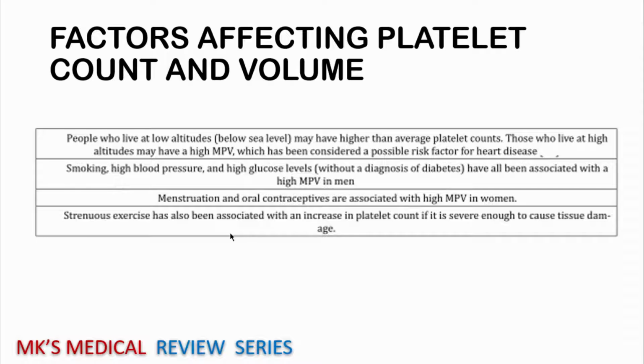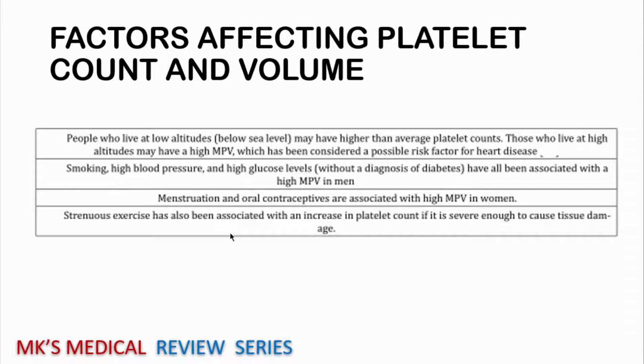Those that live at high altitudes may have a high mean platelet volume, which should actually be considered as a risk factor for heart disease and even cerebrovascular disease. Then smoking, high blood pressure, high glucose levels without a diagnosis of diabetes have all been associated with a high mean platelet volume, especially in men. Menstruation, oral contraceptive use have been associated with a high mean platelet volume in women.